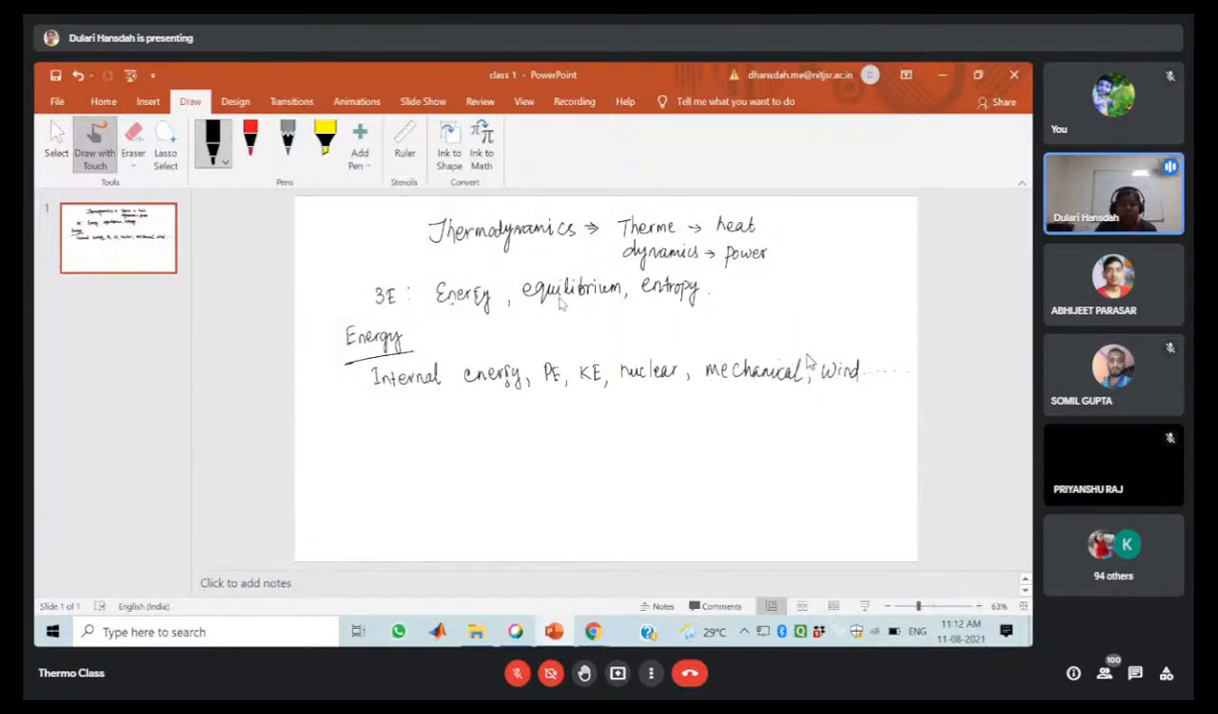Then we have equilibrium. It is the main thing which we are going to discuss in thermodynamics. Perhaps all of you have studied equilibrium in the zeroth law of thermodynamics. Equilibrium means we should not have any extra forces or any unbalanced forces present in the system. So equilibrium means all are constant.